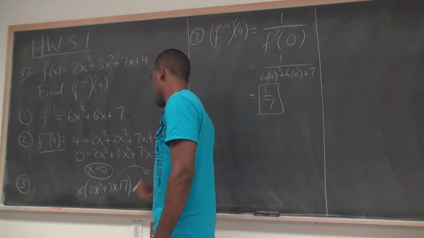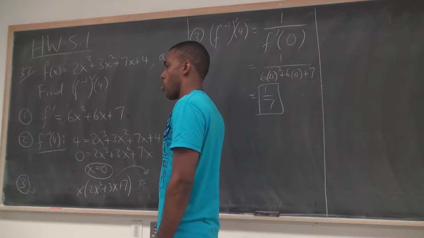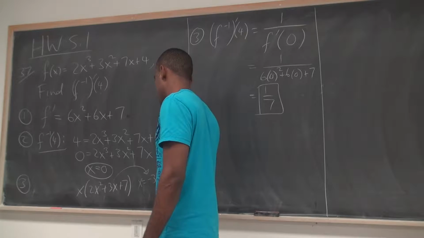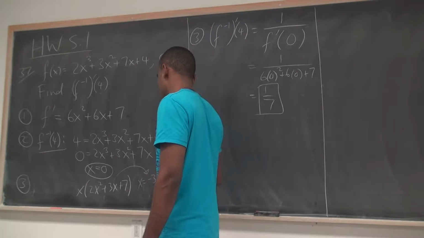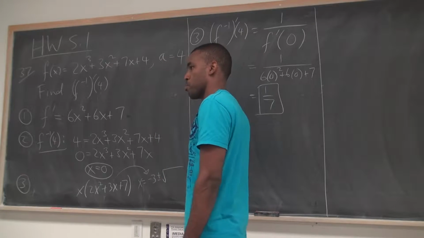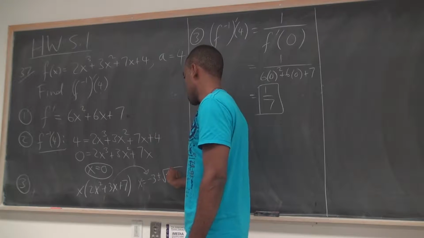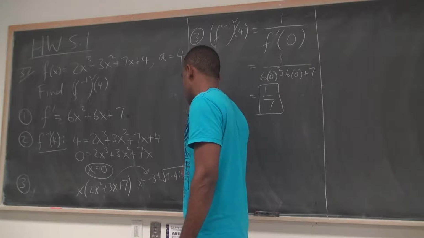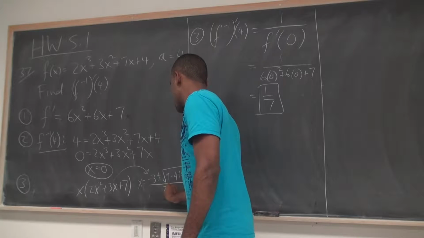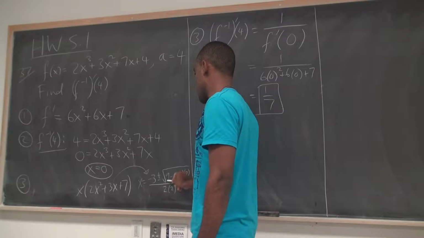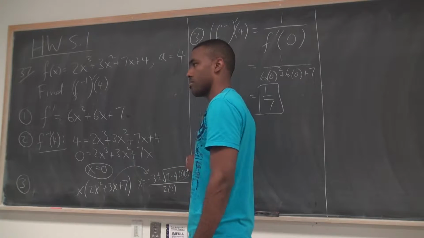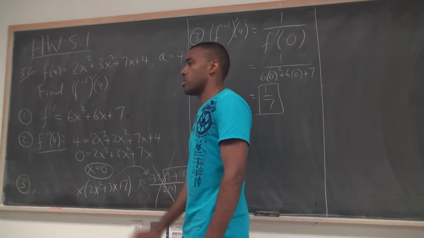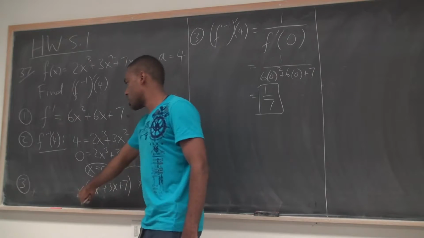X would be equal to, that's right, quadratic formula, minus b plus or minus the square root of b squared, so it's 9 minus 4 times a times c, all over 2 times a. Now you see this underneath the radical, it's negative. There's no real solution, so there's no x that solves that. The only one is going to be 0.